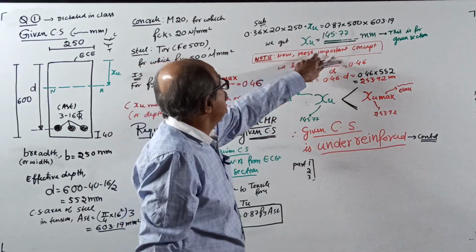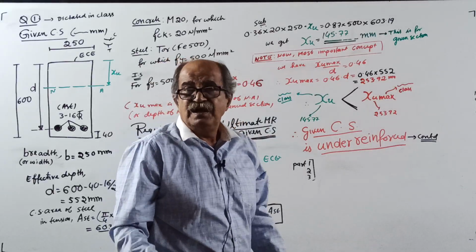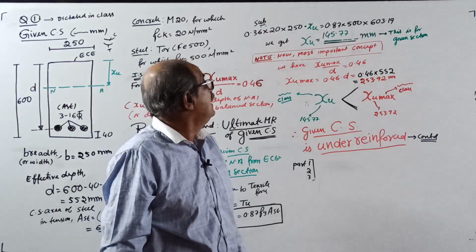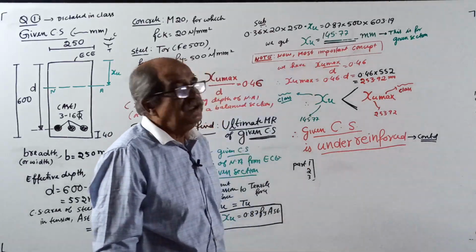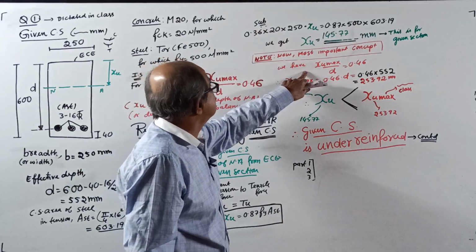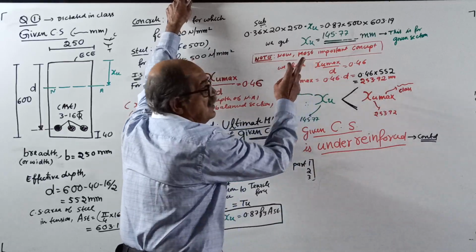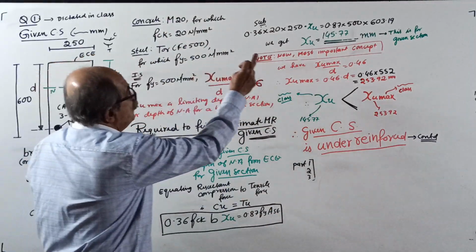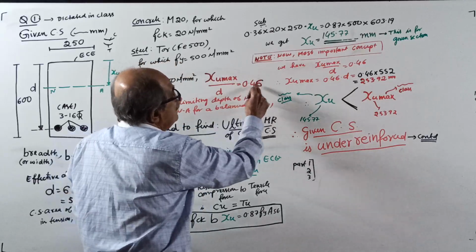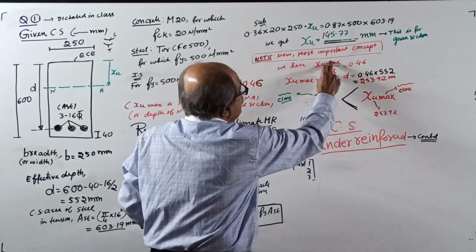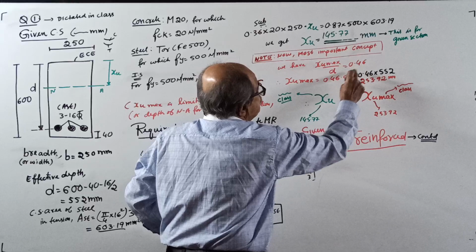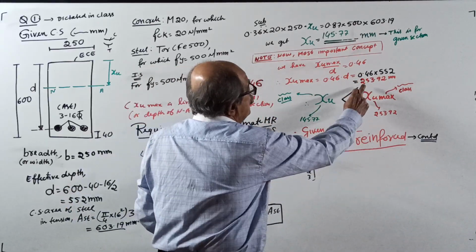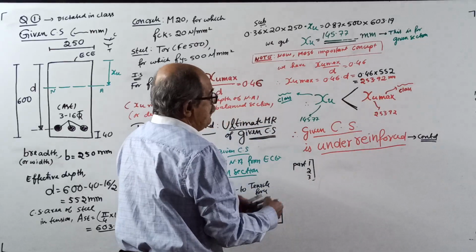Now, the most important concept. In the last class I gave the procedure, part 3. Once you get XU, immediately calculate XU max. I told you how to get XU max: XU max by D is already there, 0.46. So XU max equals 0.46 into D. 0.46 into 552 comes to 253.92 millimeter.